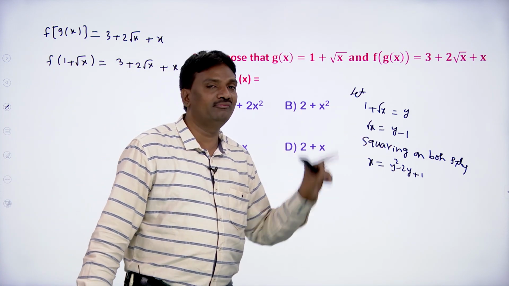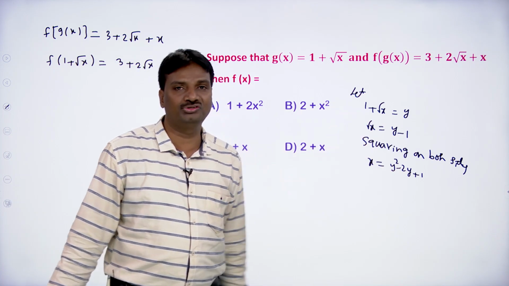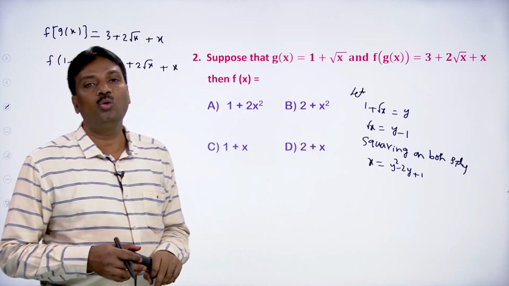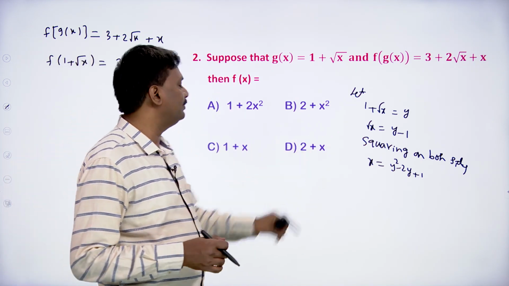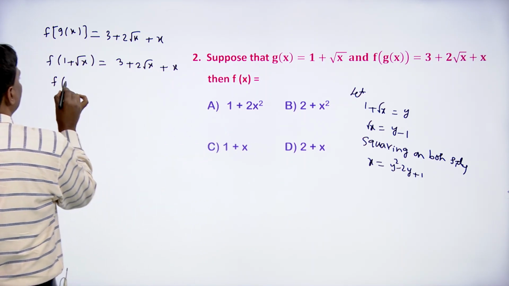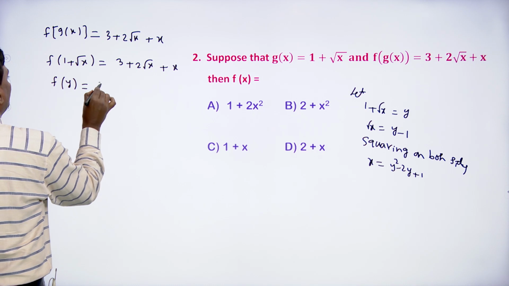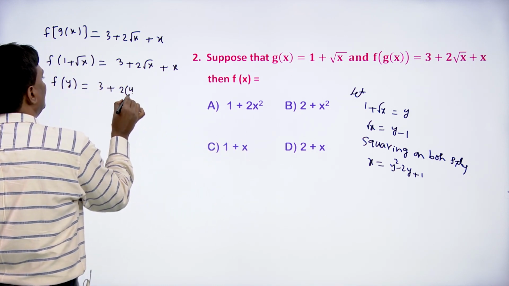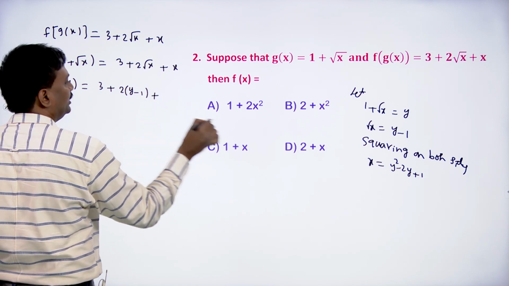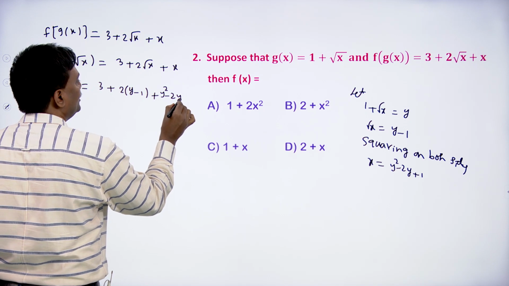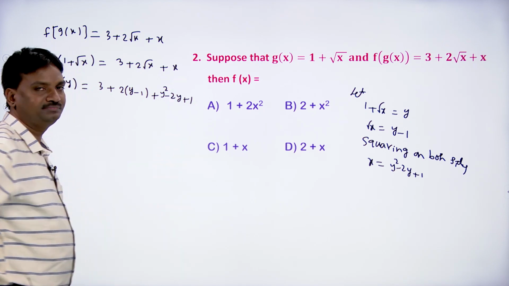To get the value of x, let us square this on both sides. So root x whole square is x equal to y minus 1 whole square, y square minus 2y plus 1. So f of 1 plus root x, in place of 1 plus root x, by writing y, f of y equal to 3 plus 2 into root x. 2 into y minus 1. In place of x we can write y square minus 2y plus 1.